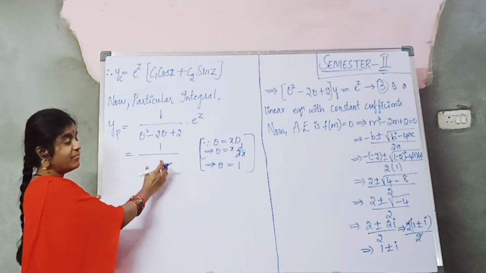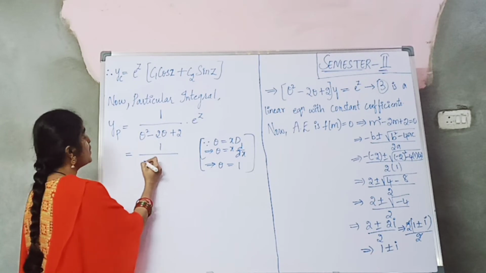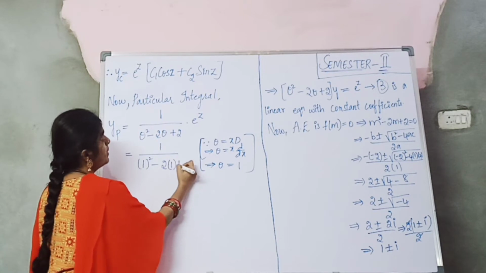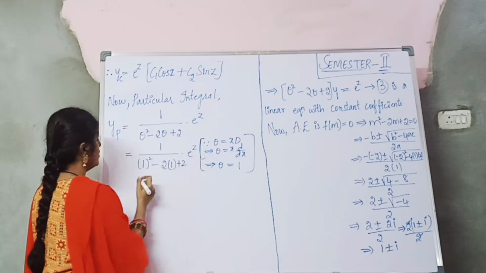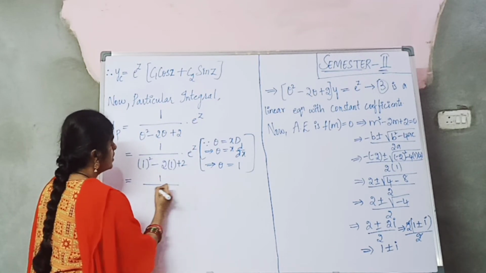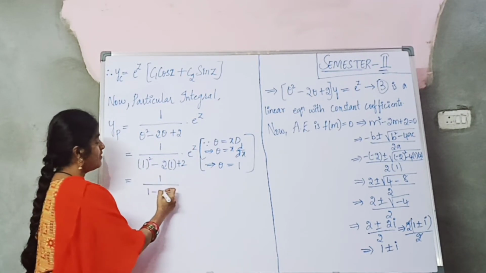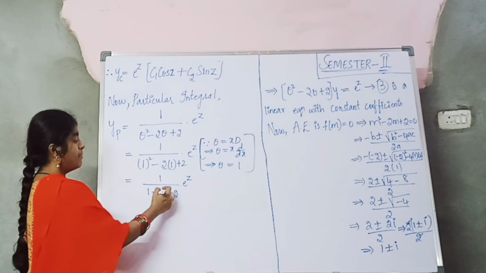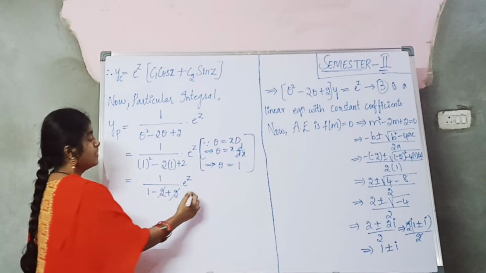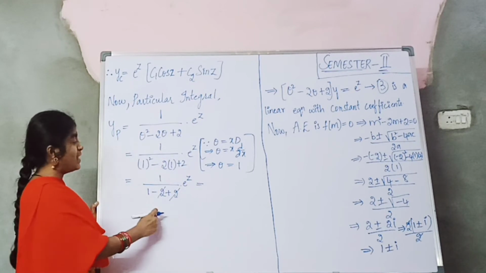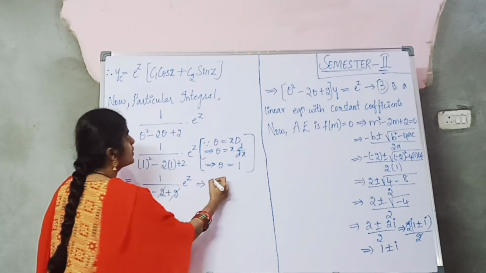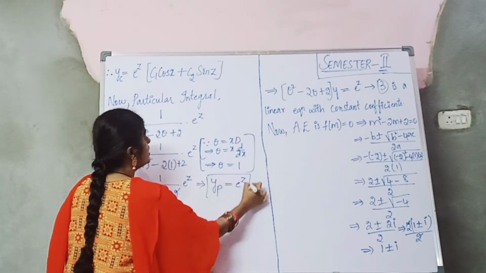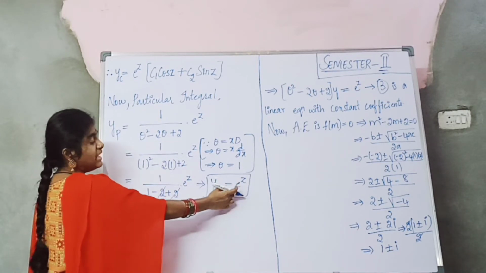So in the place of theta we have to substitute 1. So here theta square means 1 square minus 2 into theta means 1 plus 2 as it is into e power z, which is equals to 1 by 1 minus 2 into 1, 2 plus 2 into e power z. So here minus 2 plus 2 both are cancelled, which is equals to 1 by 1 means 1 only. So that implies here yp equals to 1 into e power z. So what is the particular integral here? Particular integral equals to e power z.